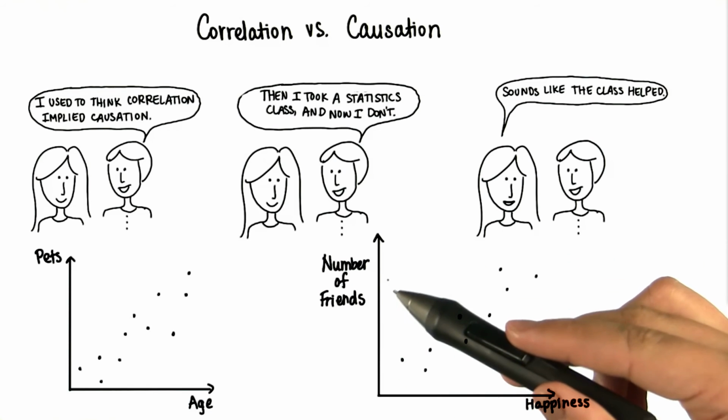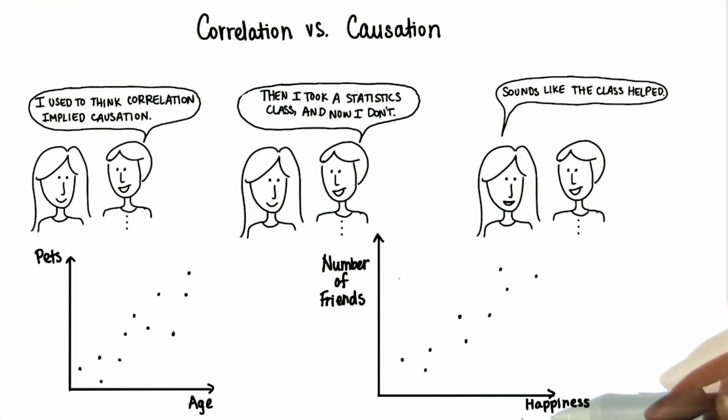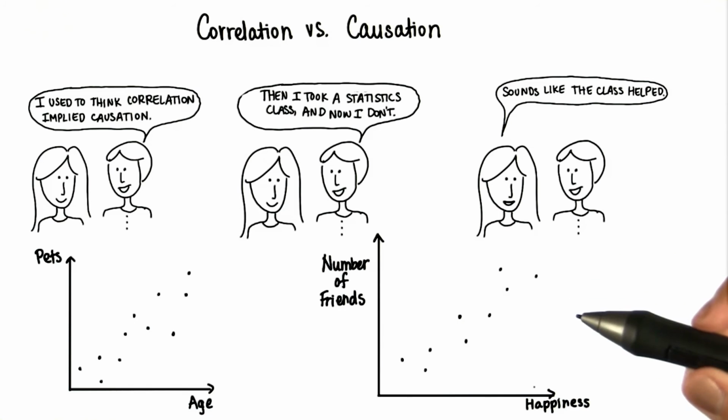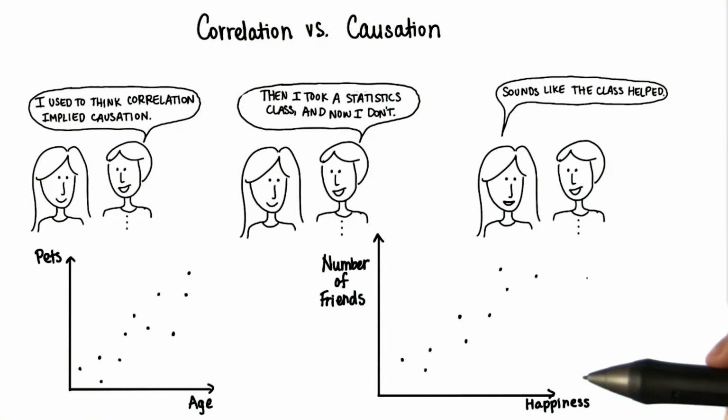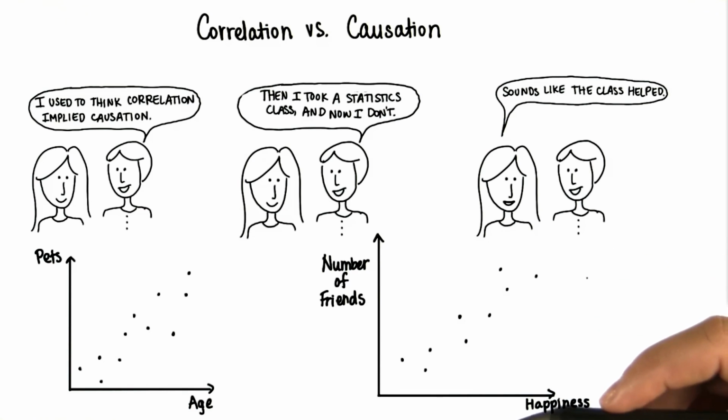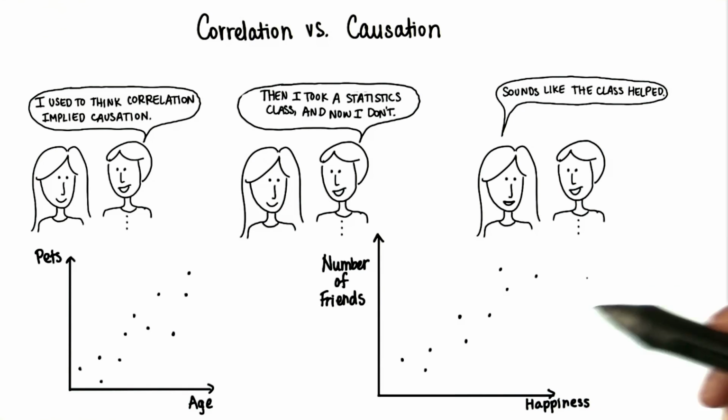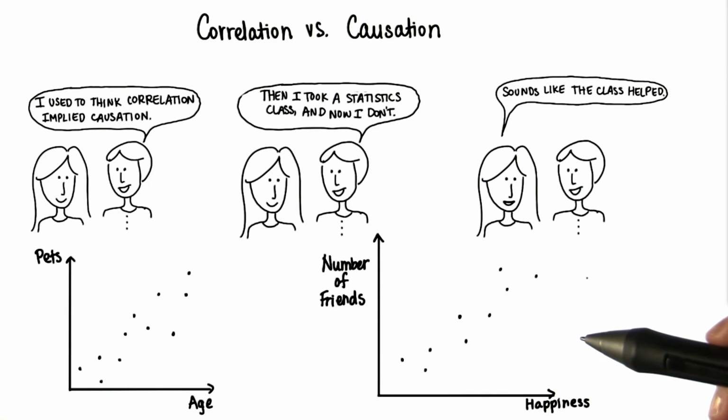Maybe having more friends causes you to be happy. Or maybe being happy causes you to have more friends. We don't know. Even if one comes before the other, this doesn't necessarily mean that the first variable caused the second. I'm sure you can think of all sorts of examples where that wouldn't be true.